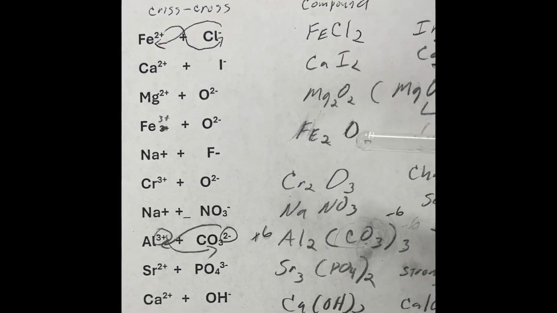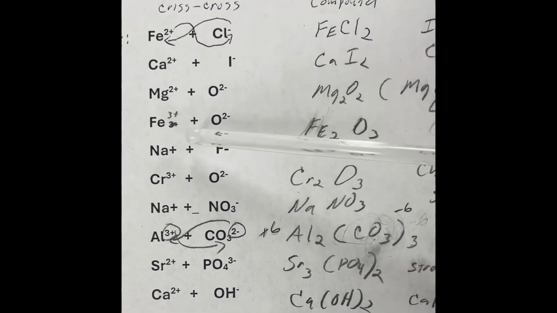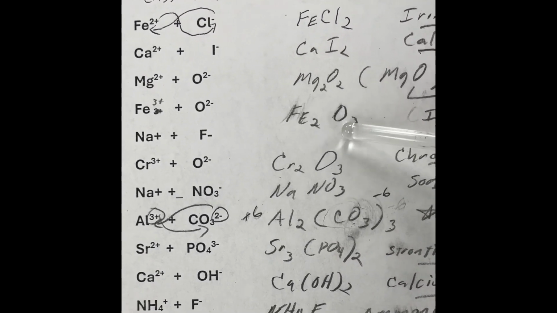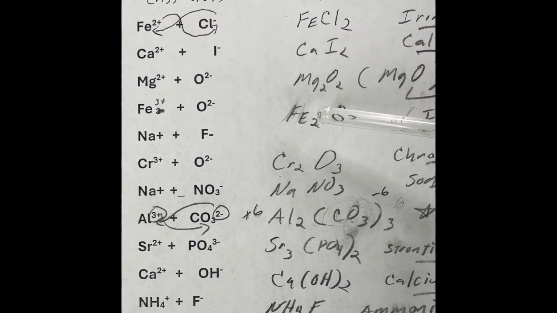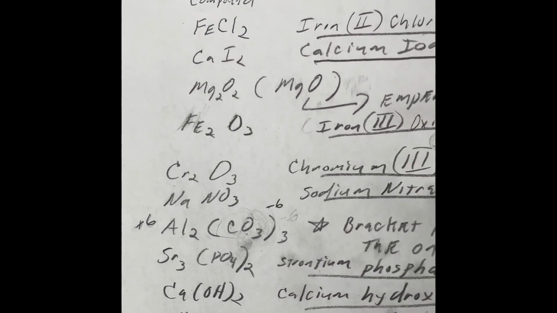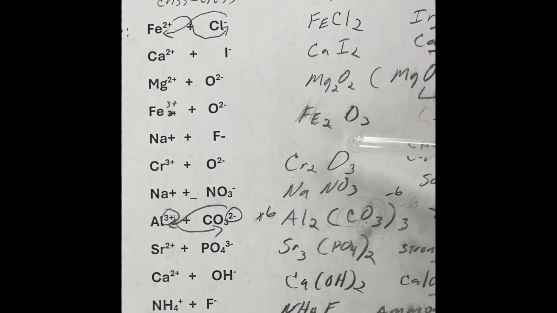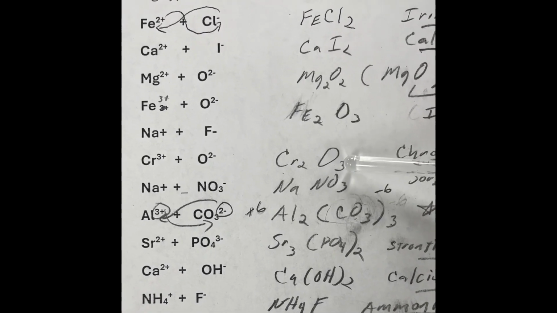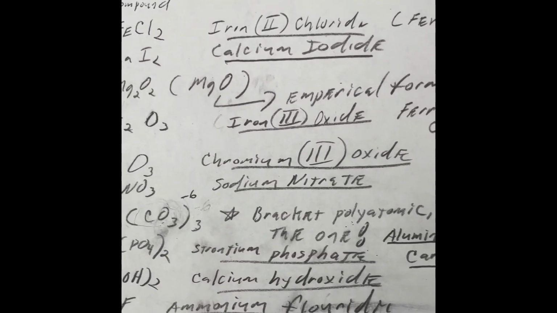Here are some others, just for practice. Let's crisscross here. We'll put the 3 there and the 2 there. That is iron oxide, but be careful. We need to indicate that the iron is a +3. So that makes this iron 3 oxide. Again, crisscross here for chromium oxide, and that's a transition metal, so let's put the chromium 3 oxide on that. There we go.